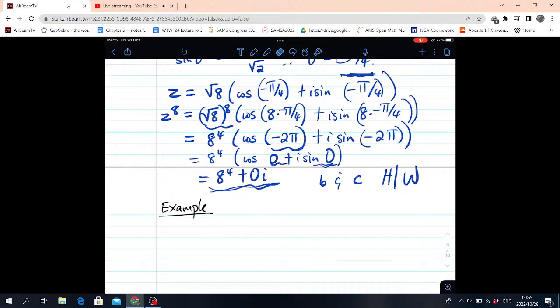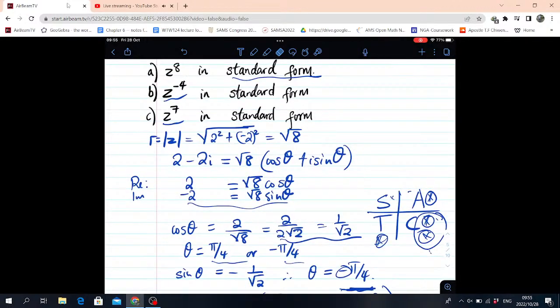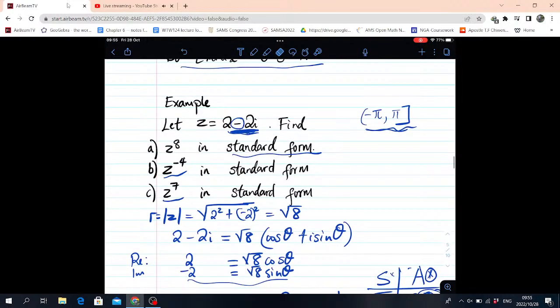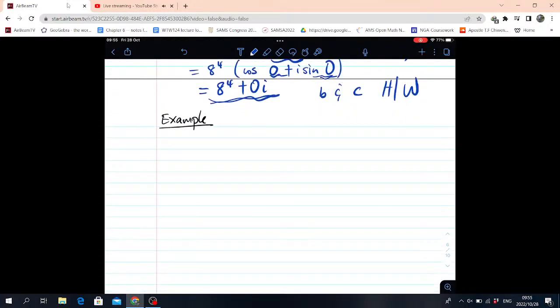So let's look at another example, which deals with how to draw sets using modulus and argument if you're given that. Right. So I hope this shows you, or it's clear how we can use De Moivre's theorem to be able to find these powers. If you have questions, feel free to post them in the chat. Right.